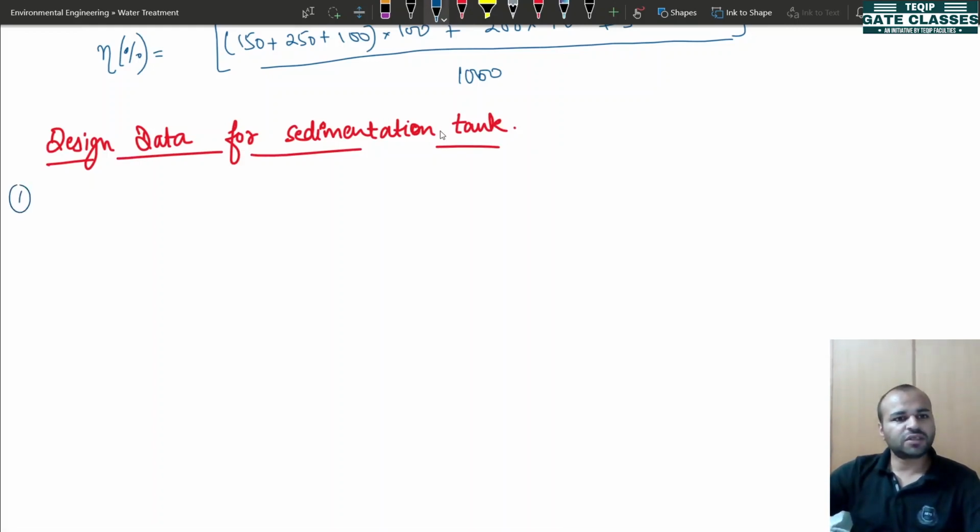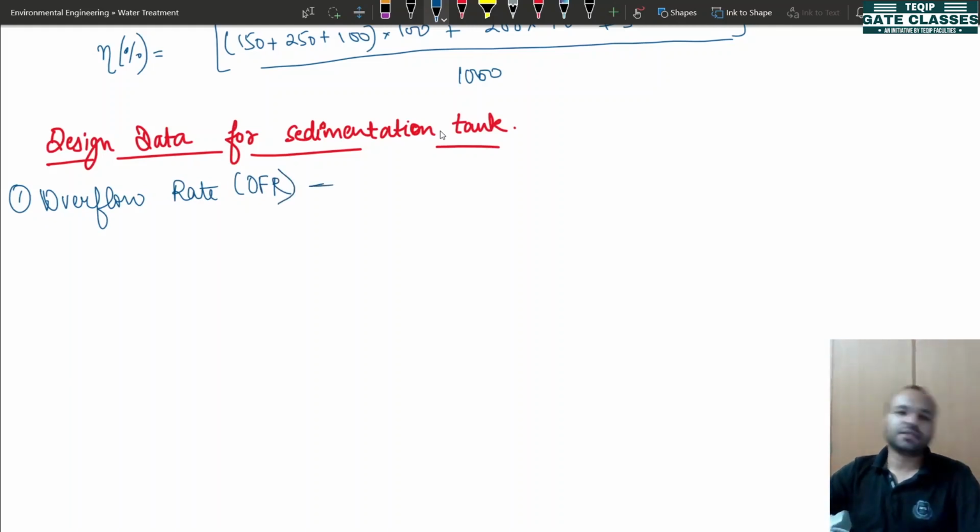So write down the first term. It is the overflow rate or the OFR value. What overflow rate basically means is the amount of discharge that your sedimentation tank will be able to process per unit area. I repeat it once again, the amount of discharge that your sedimentation tank will be able to process based upon the type of tank in terms of per unit area of that tank.